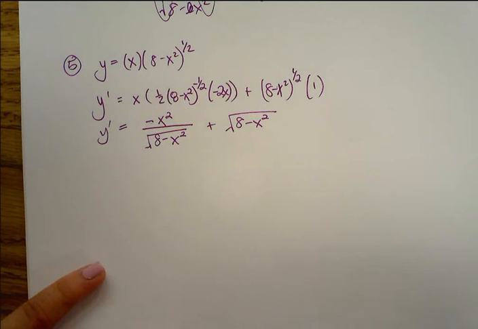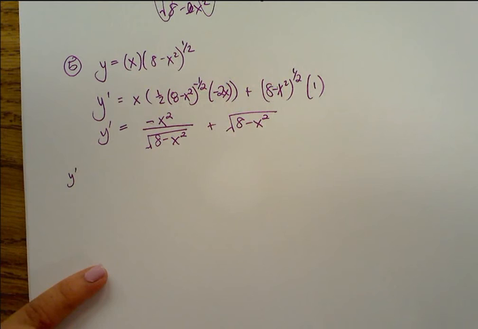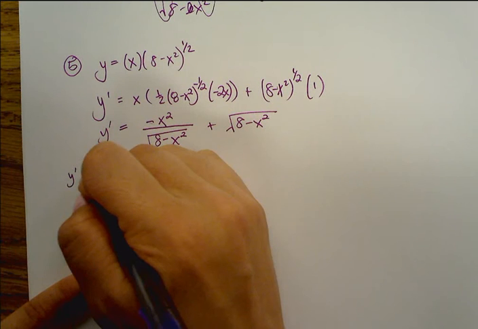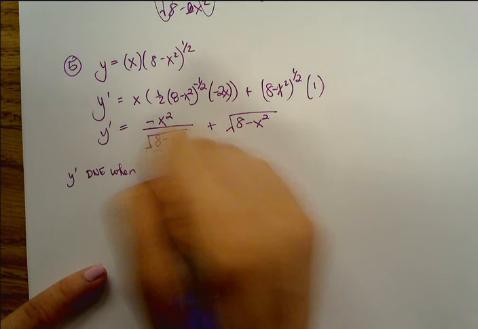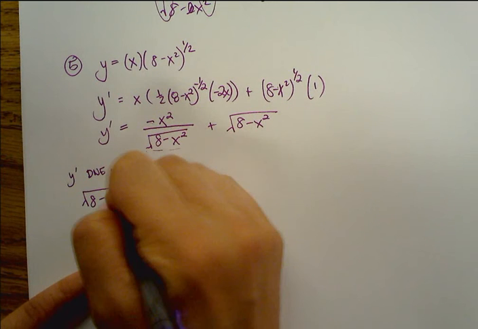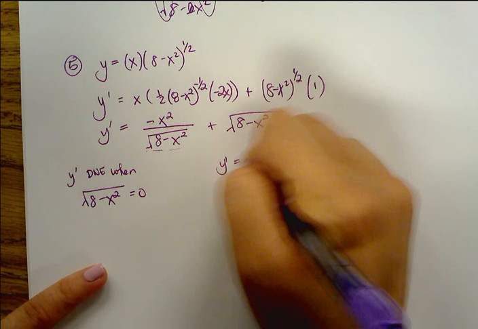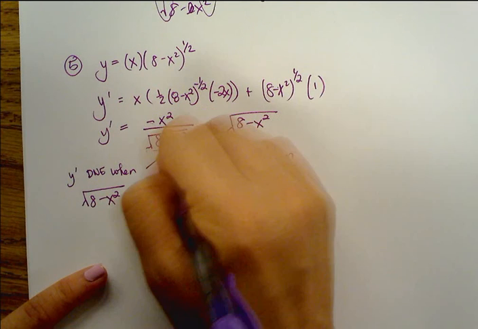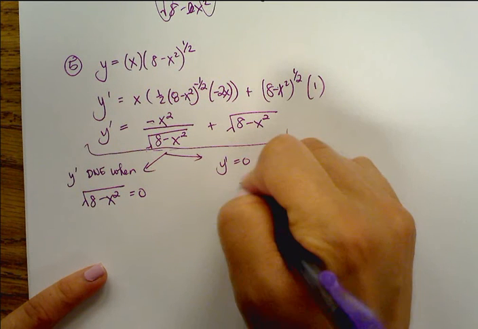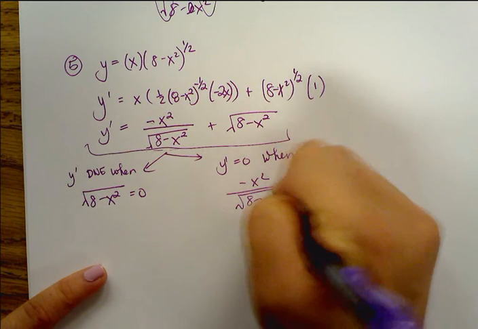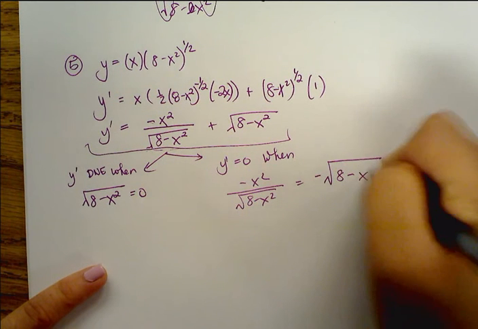So first of all, can this ever not exist? When the denominator equals 0. Do you agree? Yes. Y prime equals 0 when, so I kind of split it into 2, okay? When negative x squared over that equals negative the square root of 8 minus x squared. So multiply to both sides.